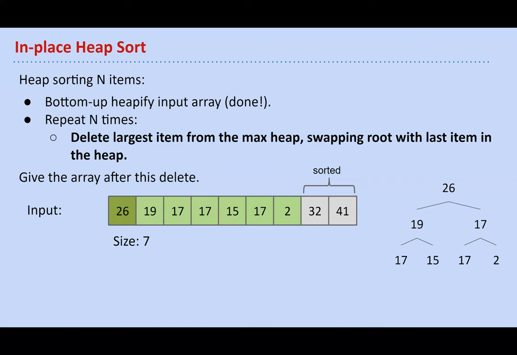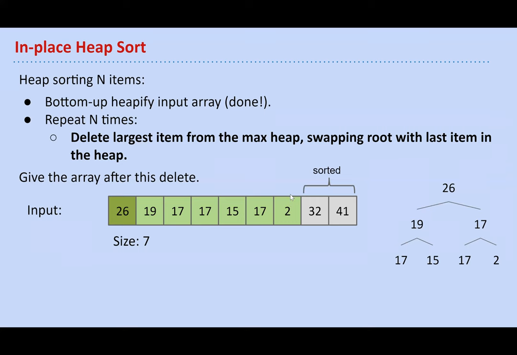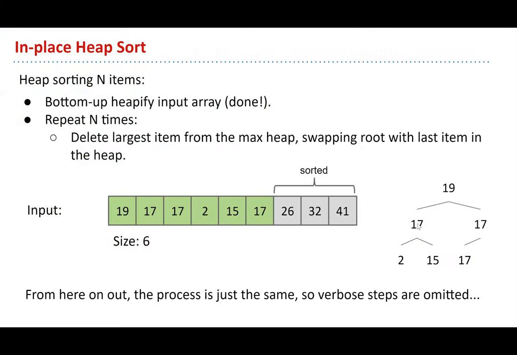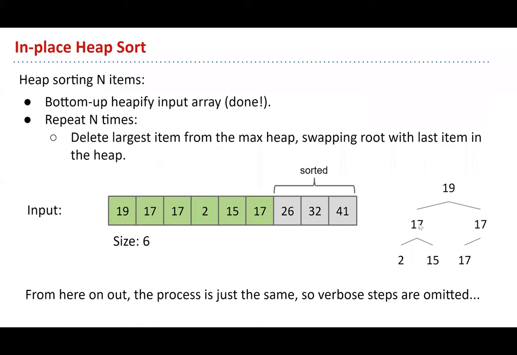Okay, the answer I came up with, hopefully you did too, is as follows. 19, 17, 17, 2, 15, 17 is the front part. The 26, hopefully you got immediately, it needs to go there. Why the specific array? Because the 2 got put here. Who does 2 switch with, 19 or 17? 19. Okay, once it gets here, who does 2 switch with, 17 or 15? 17, right, so that's why it ended up there, okay?